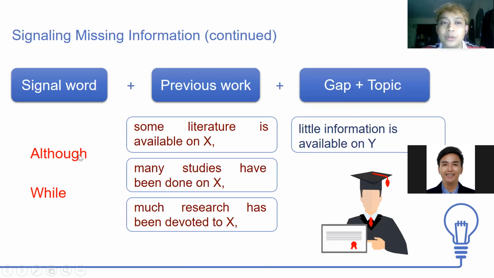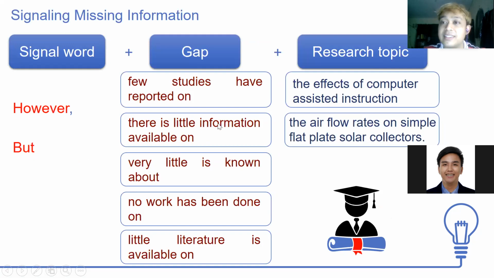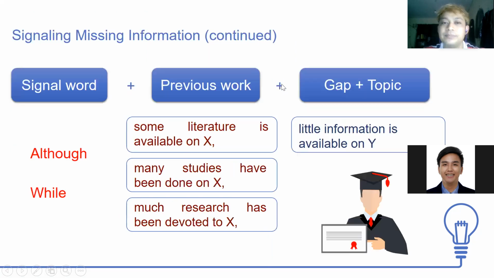This is another one: although some literature is available on X, little information is available on Y. This is another way to write the research gap in your study. You can use some of these formulas in your introduction. So far so good, everyone?